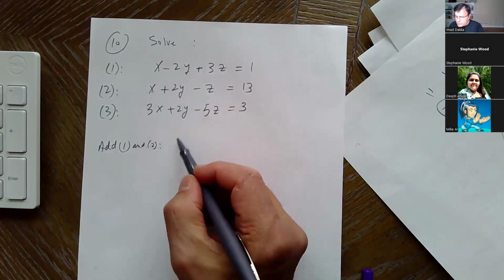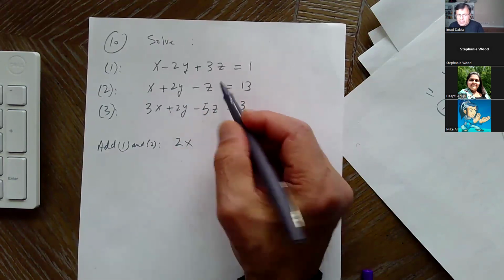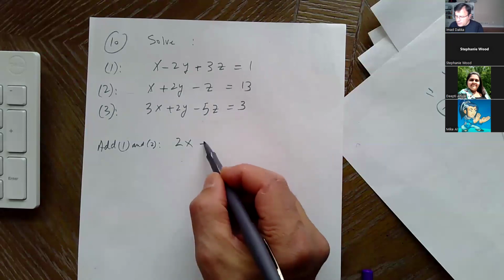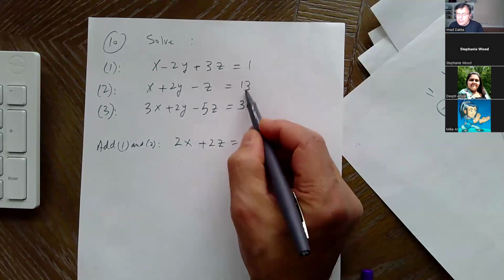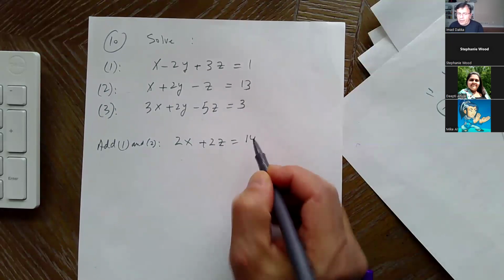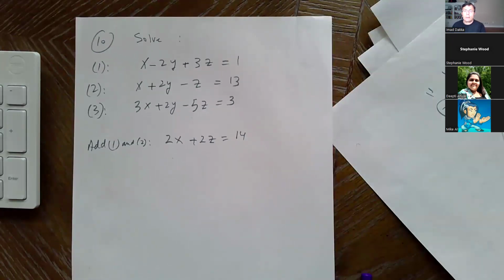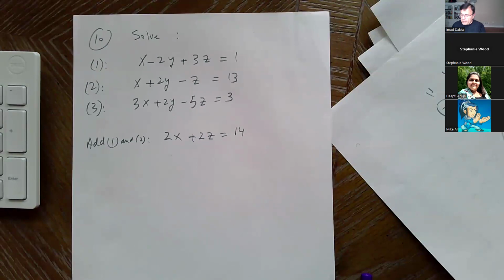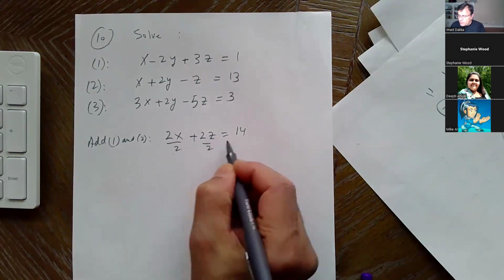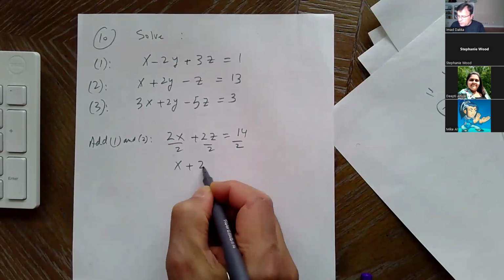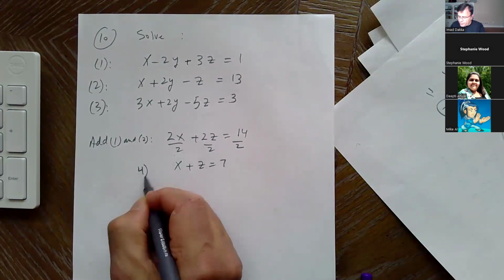So x plus x is 2x. The y's cancel out. 3z plus negative z is plus 2z. And 1 plus 13 is 14. And if I see I can divide by 2, then it would make my life easier. Why not? This is going to be my fourth equation.